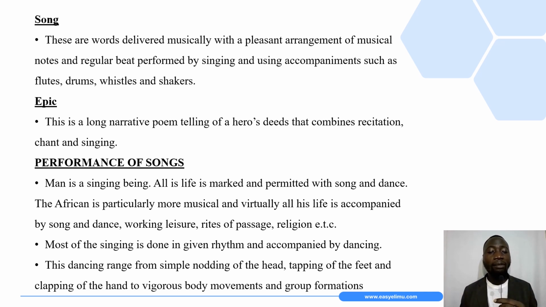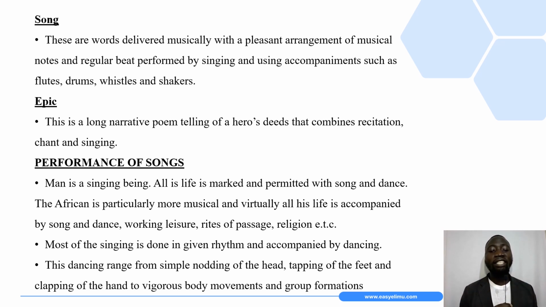So on to the next thing. Let us look at performance of our songs, that is performance of oral poetry or songs. It is only human beings who sing. The life of humans is marked and permeated with song and dance. The African is particularly more musical, and virtually all the life of a human being is accompanied by song and dance.